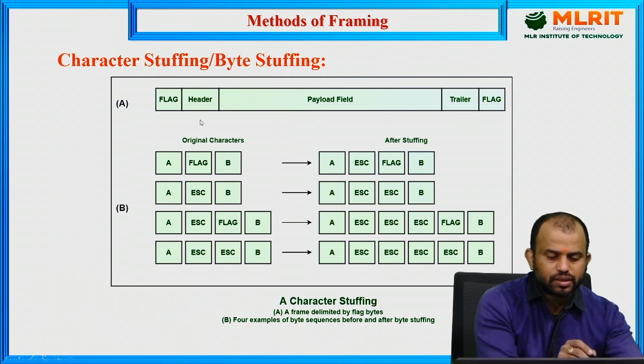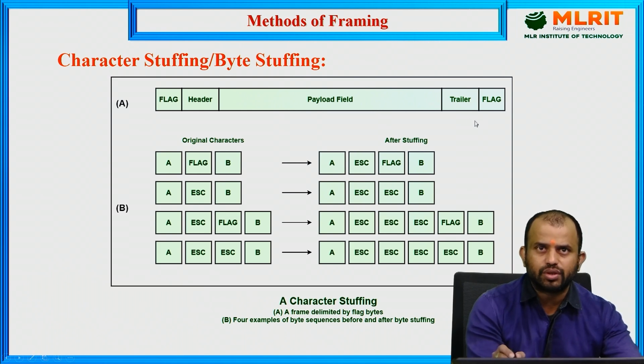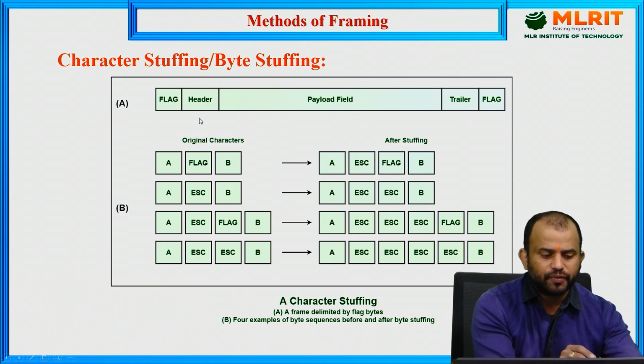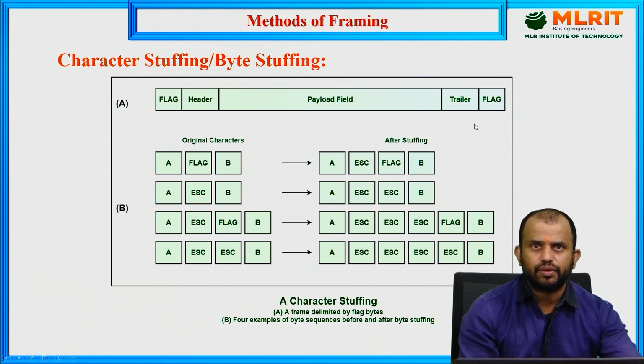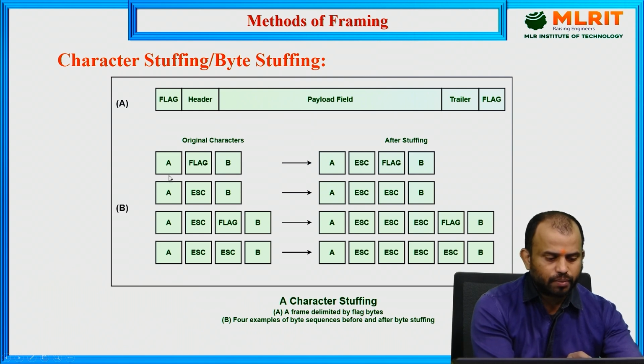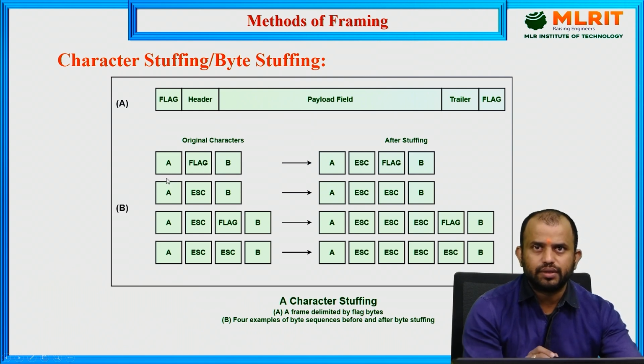So while inserting the framing structure, what is the framing structure here? Header, payload and trailer. Before the framing structure, I insert one kind of field, which is the flag. Flag means we insert a 0, another bit value. For example, A is there, flag is there, as well as B. While the information is transmitted, we insert one kind of byte called an escape byte.